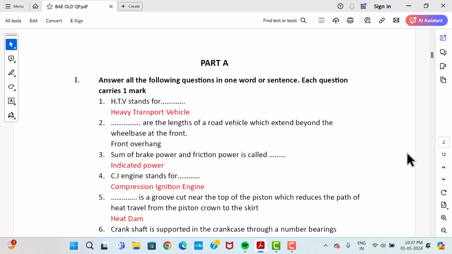Third question, the sum of brake power and friction power is called. The answer is indicated power. The indicated power means the power generated inside the engine cylinder. In that power, some will be lost due to friction and for operating valves, pumps, etc. So that power is called frictional power, and the brake power is the output that we are getting from the propeller shaft. So the sum of brake power plus friction power is called indicated power.